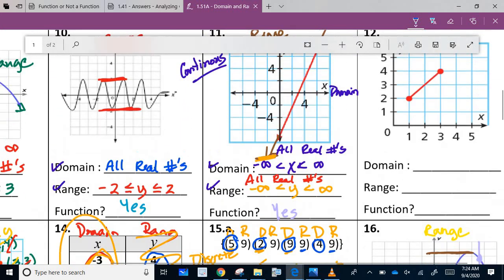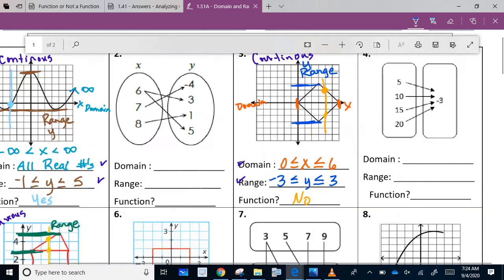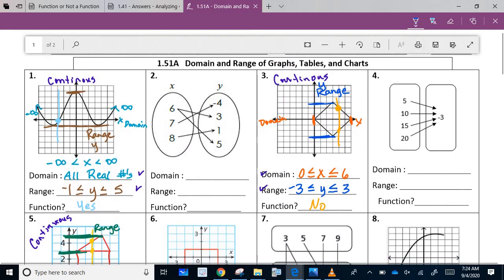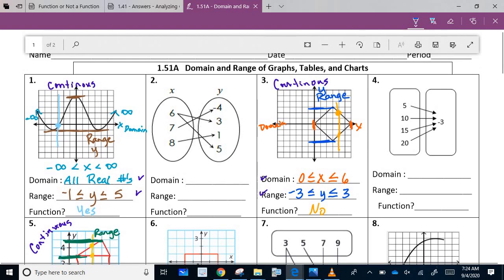Now I want you to finish the rest of this worksheet right here. If you're a distant learner, you'll submit it to me. In-class learners, you'll submit it to me in class. Distant learners, you have directions to follow.